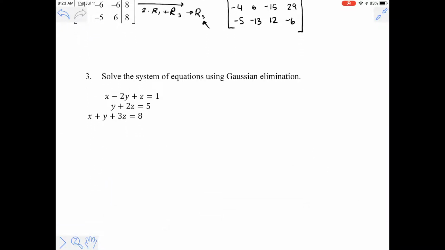Okay, question 3 is also from 6.1, and one of the major topics of Chapter 6, which is solve a system of equations using Gaussian elimination. So that's where we create a system of equations, or create an augmented matrix, and perform row operations to reduce the matrix to row echelon form. So the first step is going to be create the augmented matrix.